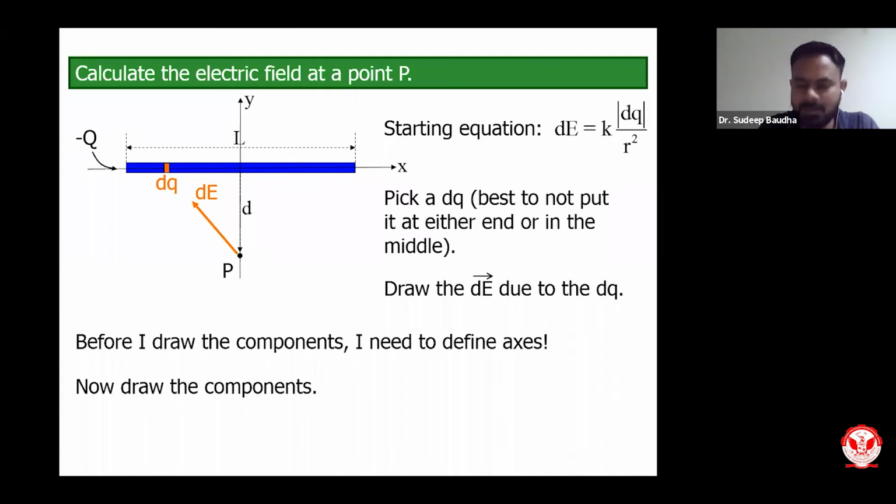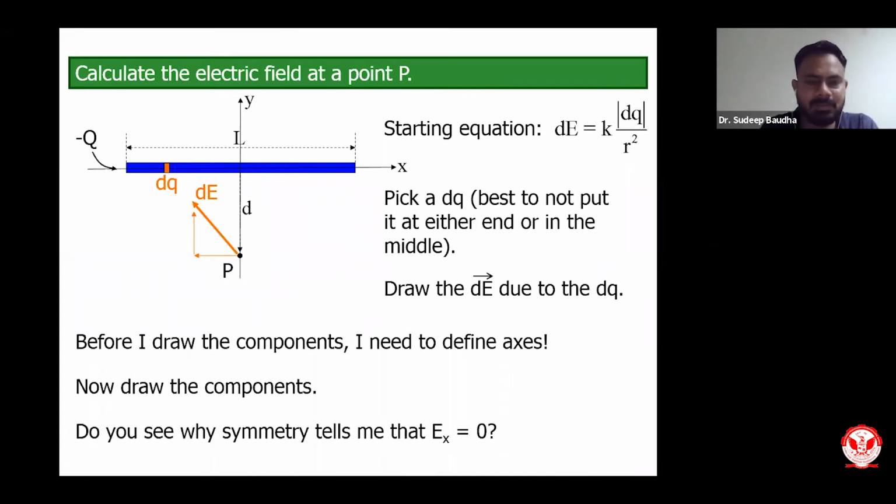Right. Now we can draw the components. If you see carefully, there are two possible components, the x component and the y component. So dE can have an x component and a y component as shown in the figure. This is the x component of dE. This is the y component. Now, do you see why symmetry tells me that Ex equals 0? Can you just observe that the Ex component will be 0 in this case? If you can see that the x component is going to be 0, I will show you how it is.